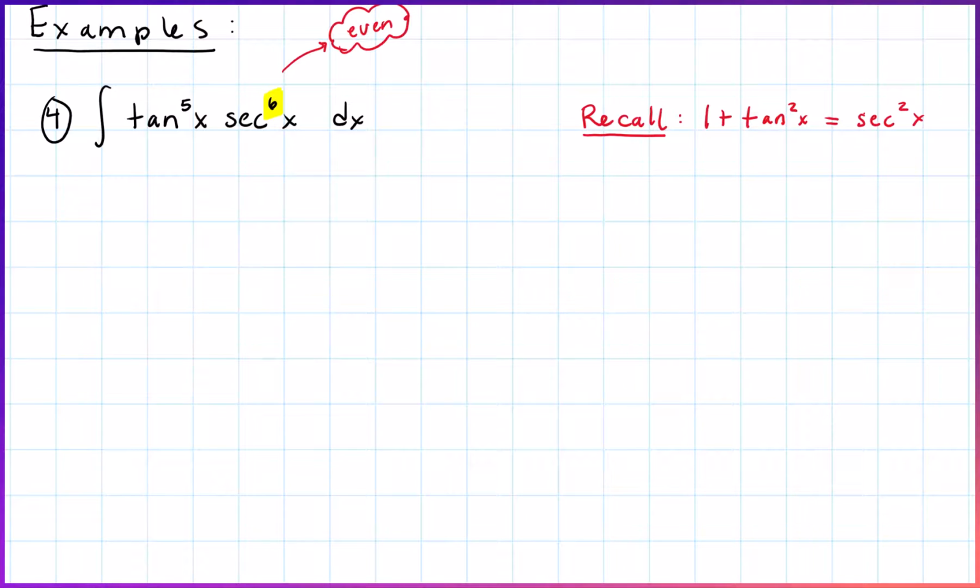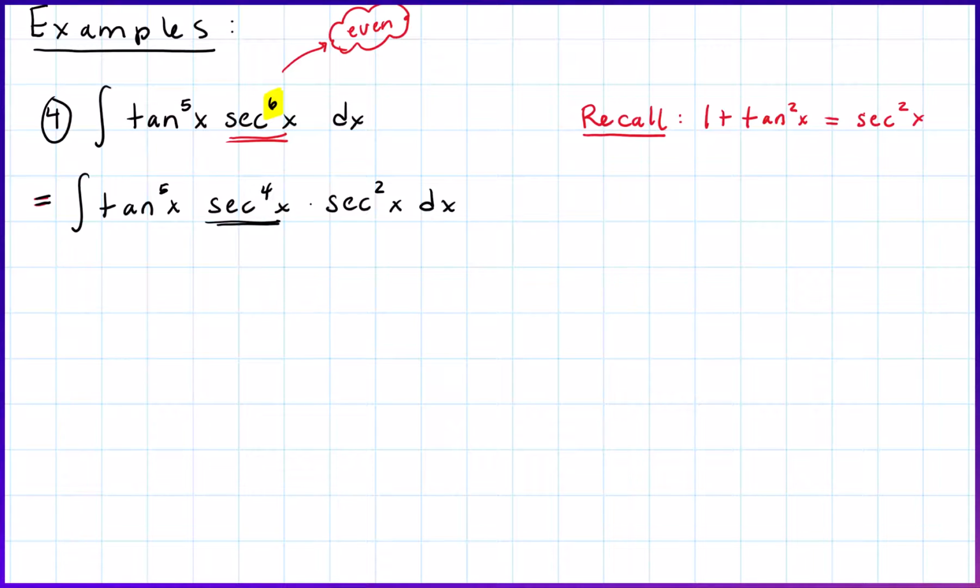Power on the secant is even, which means I can pull off a secant squared. So that's what I'm going to do. I'm going to pull off a secant squared. Remember, we're just saving it for later, like a little treat that we will need to use later. Okay, so I separate. What I have left behind now is secant to the fourth.